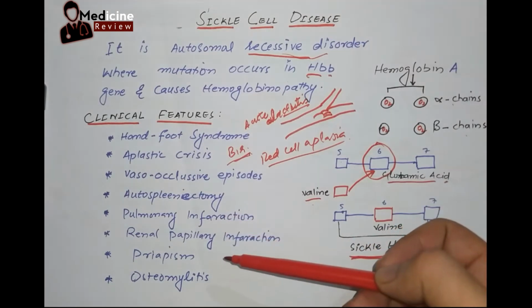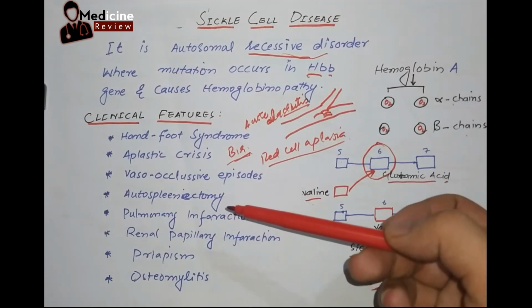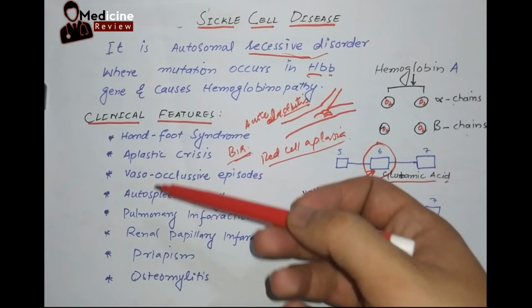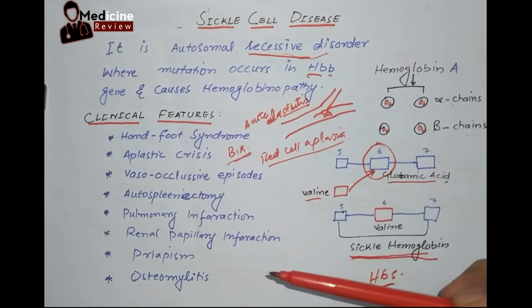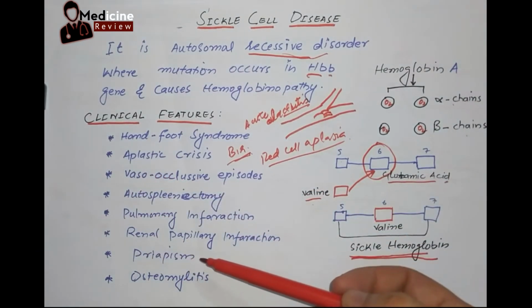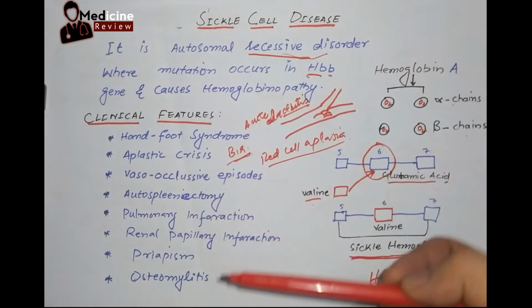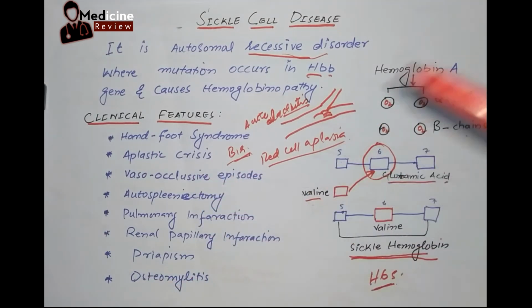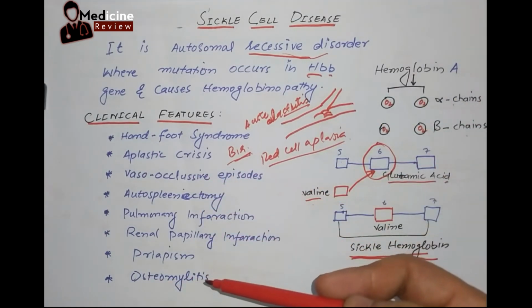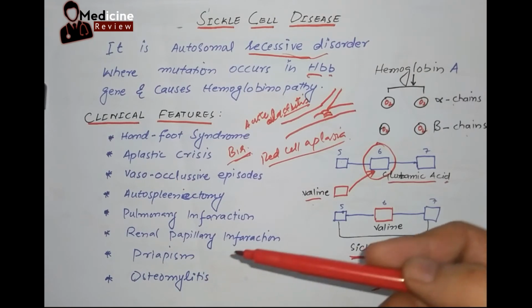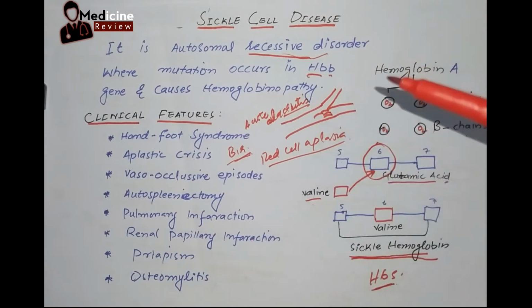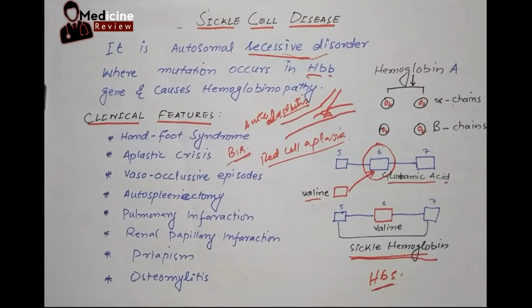Another is pulmonary infarction, which is the same, because of the same pathophysiology of the vaso-occlusive episodes. Another is renal papillary infarction, same mechanism. Priapism. Priapism is a painful erection of the penis because of the continuous blood flow to the penis, which will cause the painful erection of the penis.